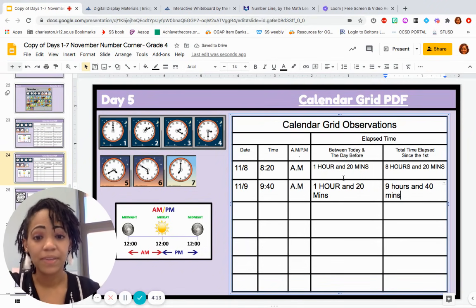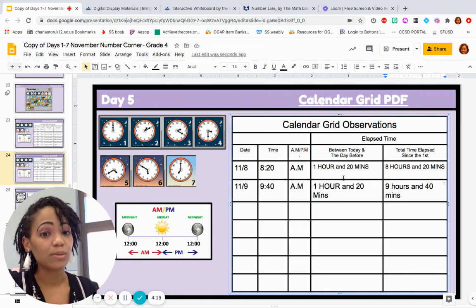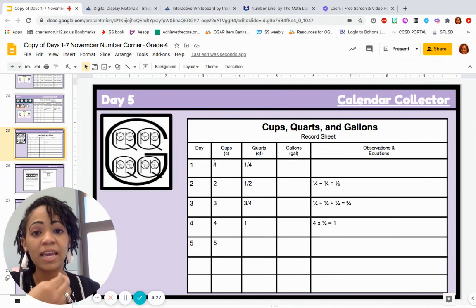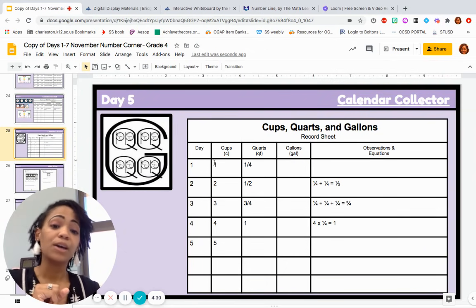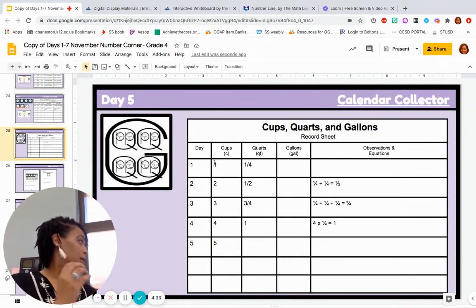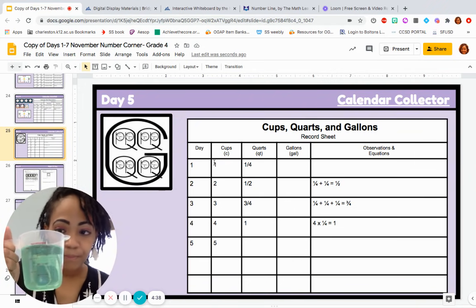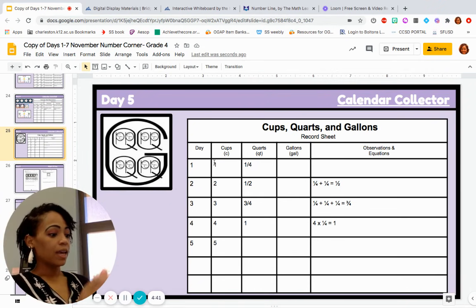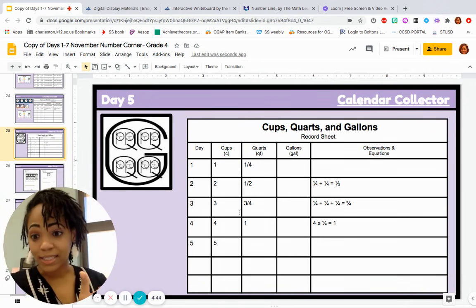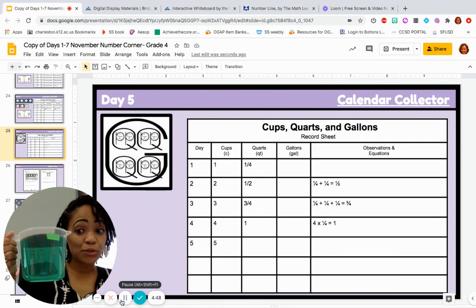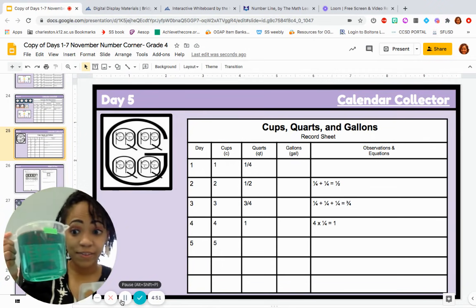All right, so we're actually going to come back to do a workbook page for our calendar grid. But before we do, let's go ahead and update our calendar collector. Okay, so you may remember that for every school day in November, we're adding 1 cup of water, and I've made it colored water. So we have 1 cup, and the water is kind of green. And you may remember that we already collected 1 quart. And here is our quart. You may also remember that it took 4 of these to fill up 1 of these.